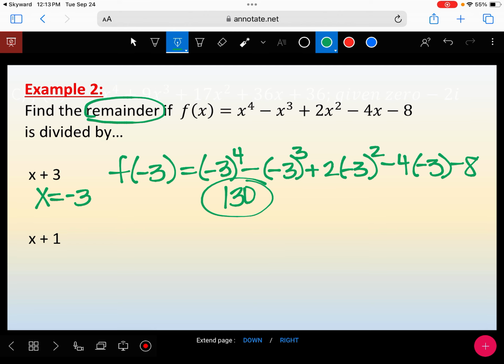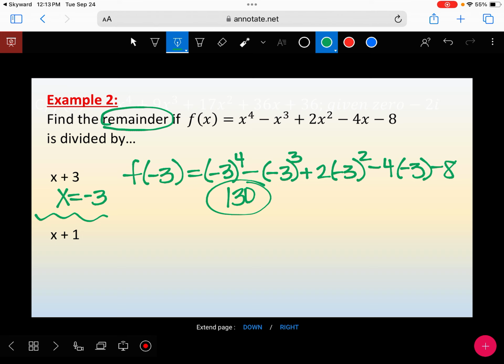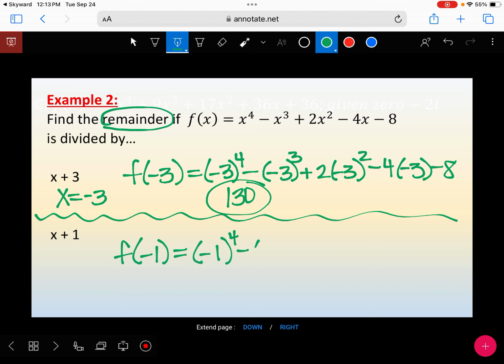All right, next one. What are you going to type in? If you're dividing it by a factor of x plus 1, what are we typing in? Negative 1. If you're not getting these numbers, go ahead, bring up your calculator, and I can see what you're doing wrong when you type it in.